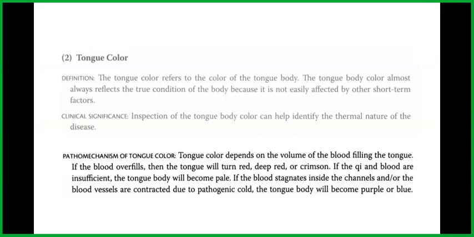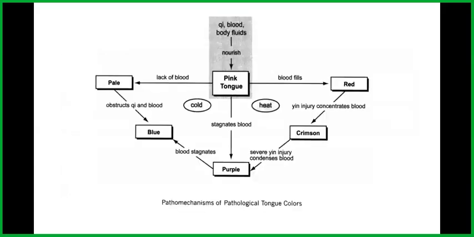The pathomechanism of tongue color is that the tongue color depends on the volume of the blood filling the tongue. If the blood overfills, then the tongue will turn red, deep red, or crimson. If the qi and blood are insufficient, the tongue body will become pale. If the blood stagnates inside the channels or the blood vessels are contracted due to pathogenic cold, the tongue body will become purple or blue.